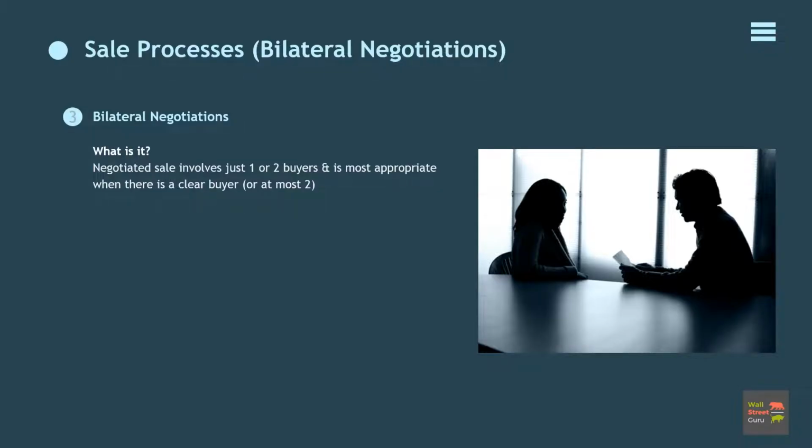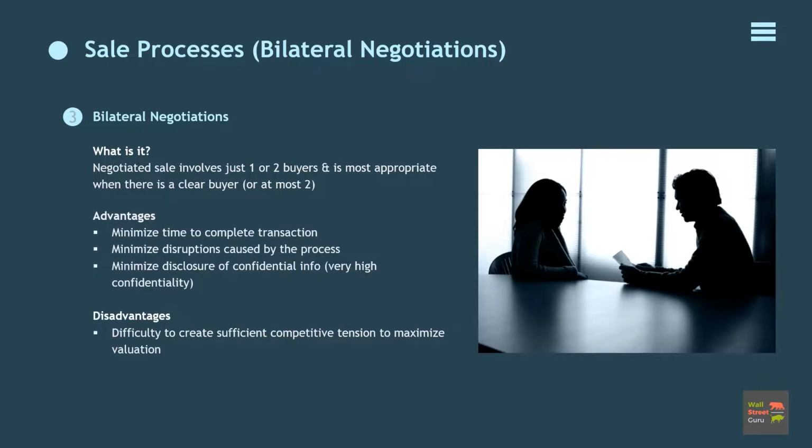A bilateral negotiation, or negotiated sale, involves just 1 or 2 buyers and is most appropriate when there is a clear buyer, or at most 2. This approach is undertaken when speed of execution and confidentiality are of paramount importance. While speed of execution and confidentiality are some of the advantages of employing this sale method, the real key advantage of this approach is that the seller will typically approach a prospective buyer that is a strategic acquirer that expects to realize substantial synergies in the combined business, which suggests that the buyer should be able to offer a high price. Of course, this in turn creates the risk of not being able to extract a high price as the seller doesn't have a backup or alternative bidder.